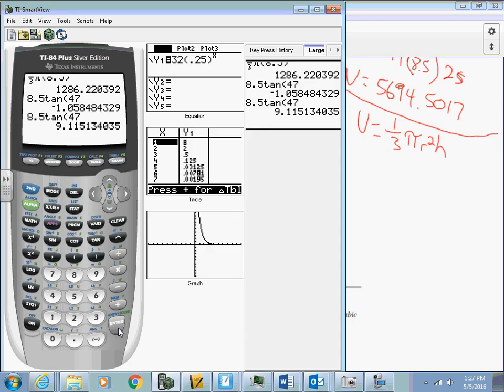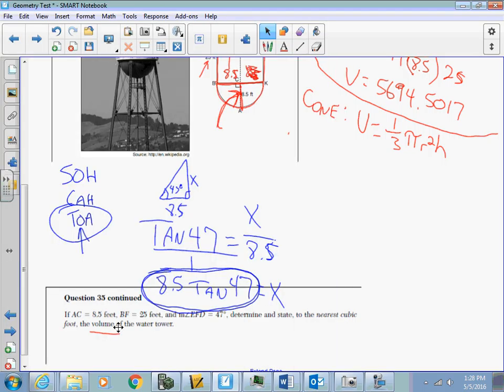If you want to be sure, you can either write down all those numbers or at least go to 4 decimal places. So that's going to be 9.1151. Matter of fact, I'll just use that value, 9.1151. All right, so our volume now.